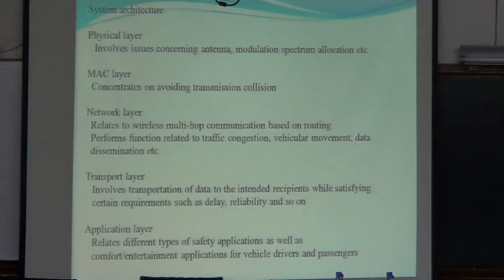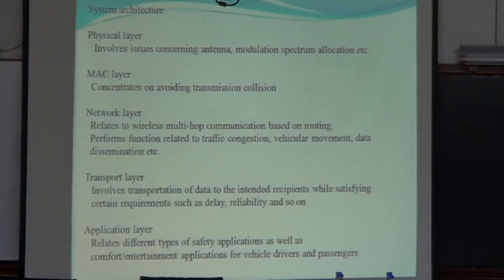Now, regarding system architecture, the physical layer involves antenna, modulation, spectrum allocation kinds of issues. The MAC layer concentrates on avoiding transmission collision. Why is transmission collision there? Because the vehicles actually share a medium for communication among themselves. So as the medium is shared in nature, there is a high possibility of collision among the different messages that are generated by the different vehicles. And the network layer issues are obviously related to routing, and it performs functions related to traffic congestion, vehicular movement, data dissemination. The transport layer issues are mainly on reliability and security. The application layer relates to different types of safety applications as well as comfort and entertainment applications. These applications I shall discuss.